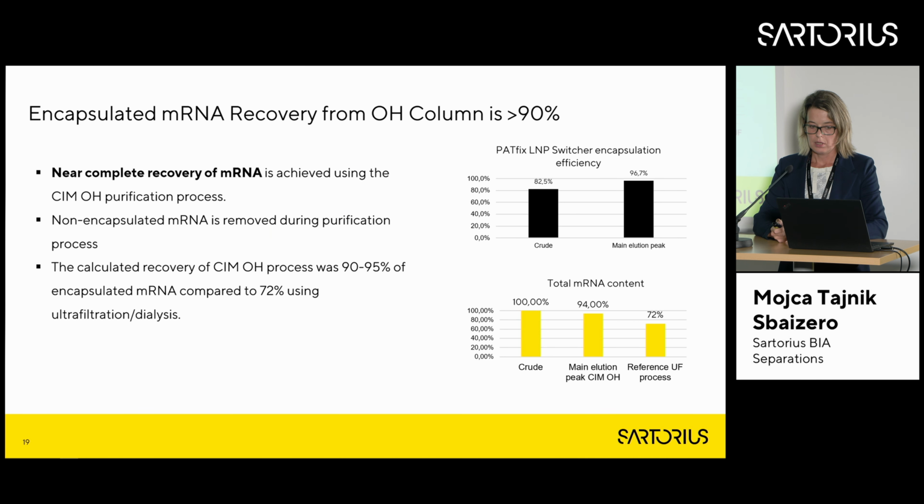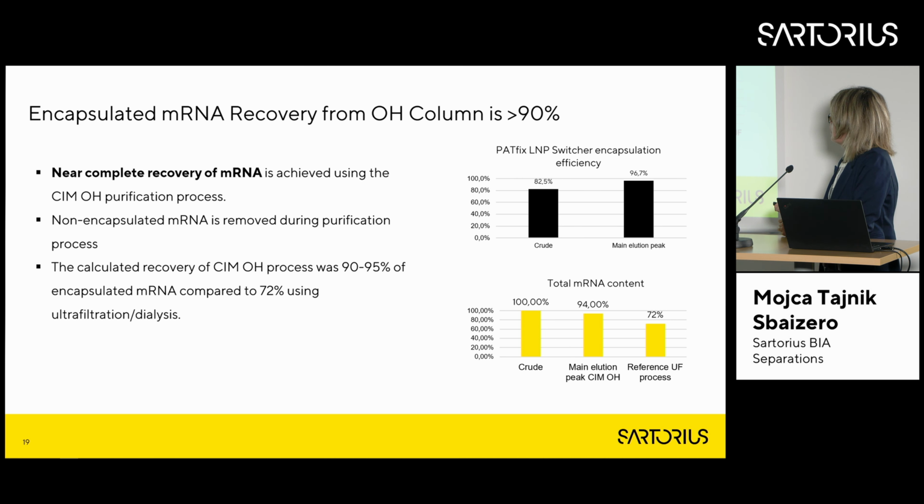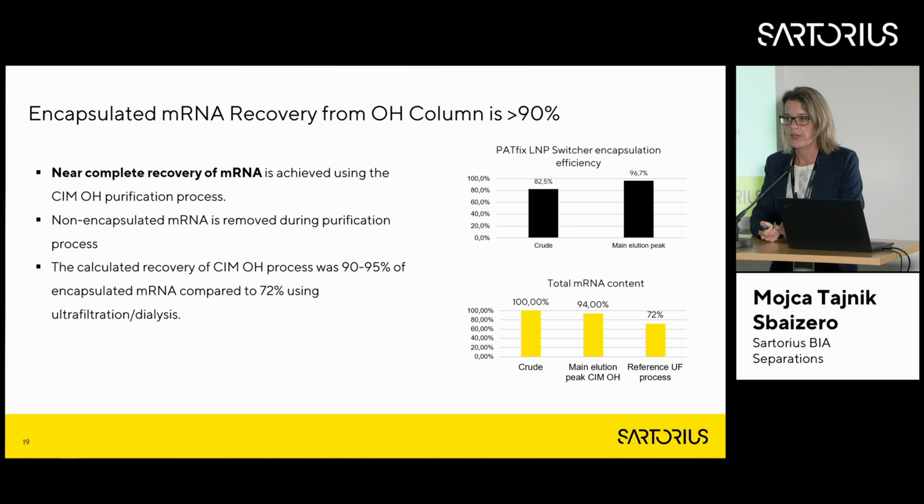What about recoveries? In this case, we were comparing the TFF process again with chromatography elution. On the TFF, we got quite bad recovery, 72%, but on the OH chromatography it was 90 to 95%. And this is actually the normal recovery we are getting during purification.